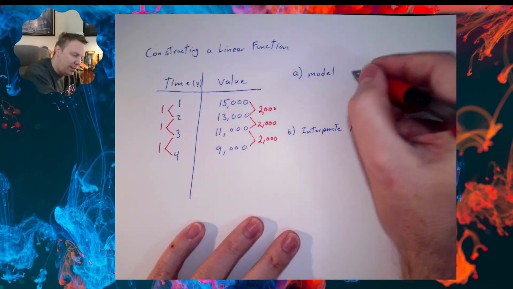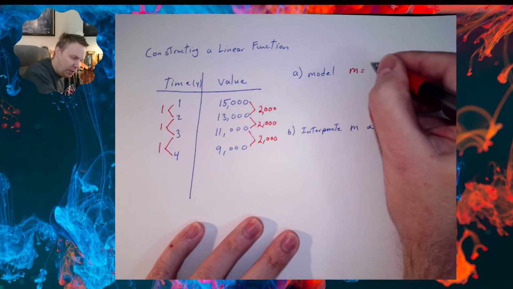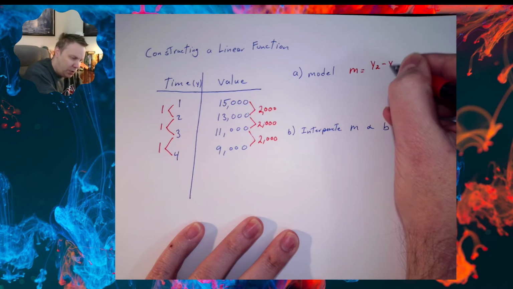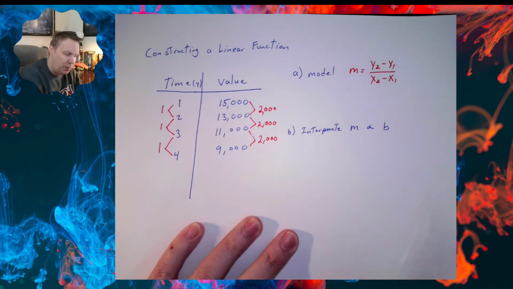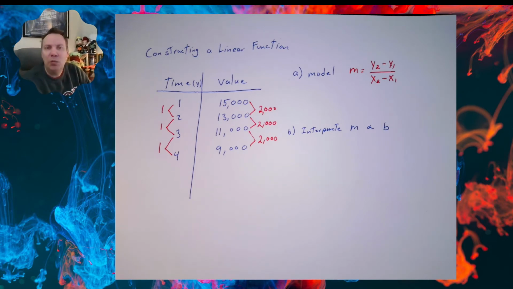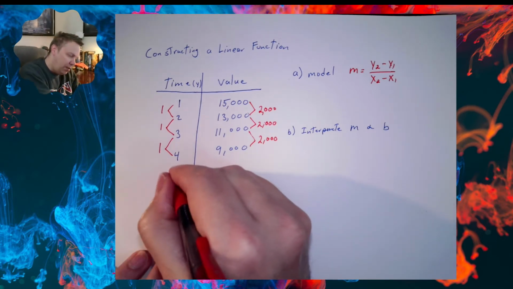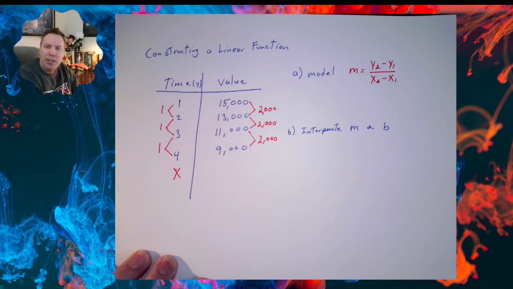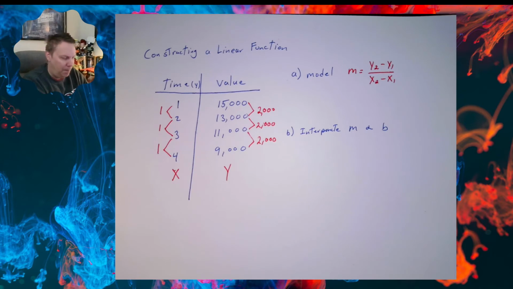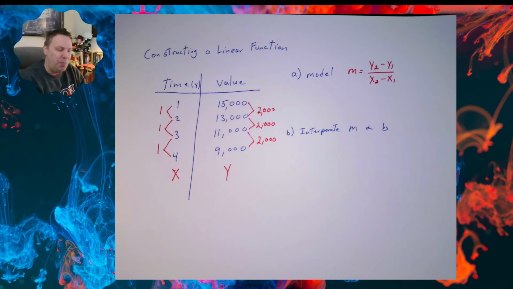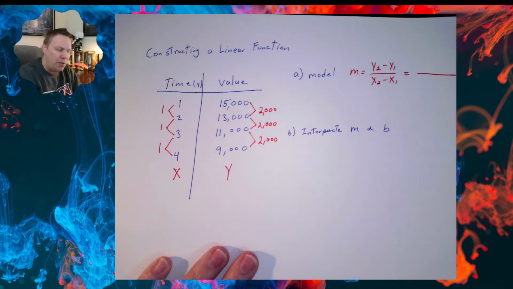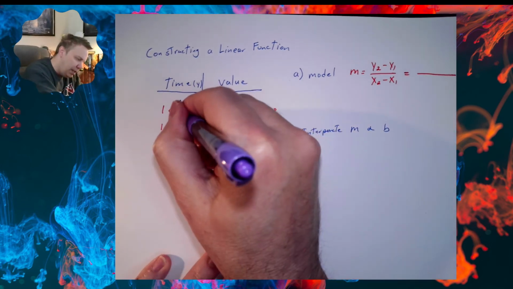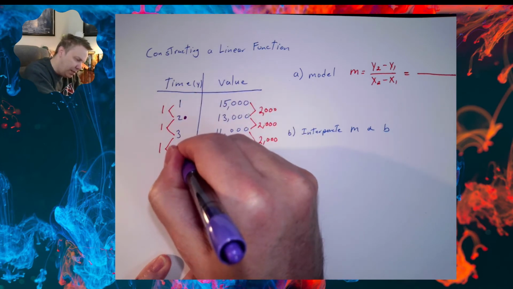So how do I figure out the slope of this thing? Well, it's y2 minus y1 over x2 minus x1. Now what are my x's and what are my y's? Well, these are going to be my inputs, so I'll label this with an x. And these are going to be my outputs. I'm going to label that with a y. So let's pick any two pairs here. Let's pick this particular pair and this pair.